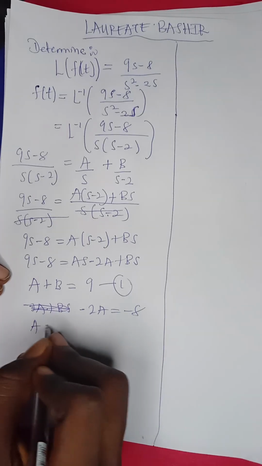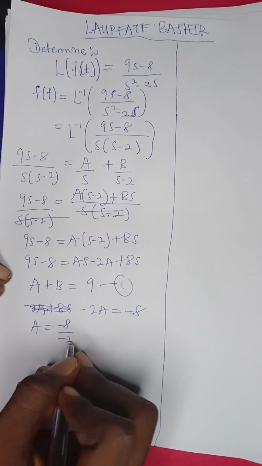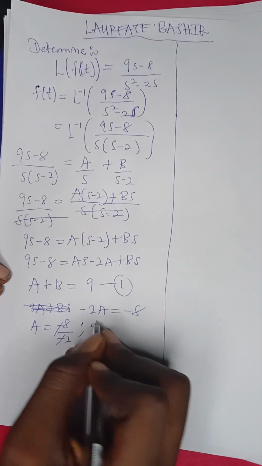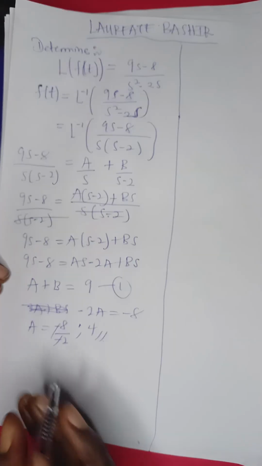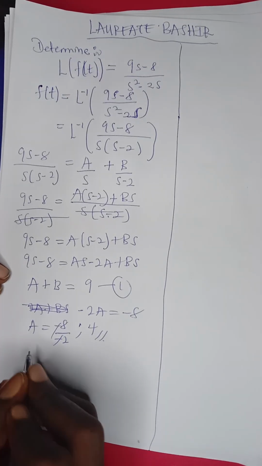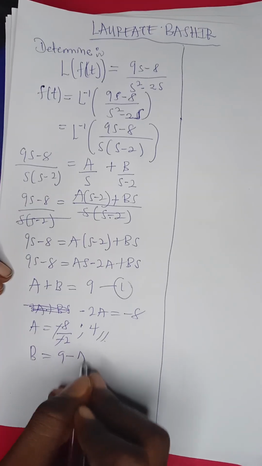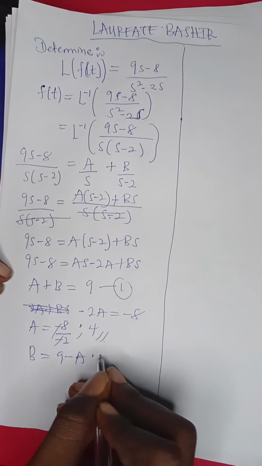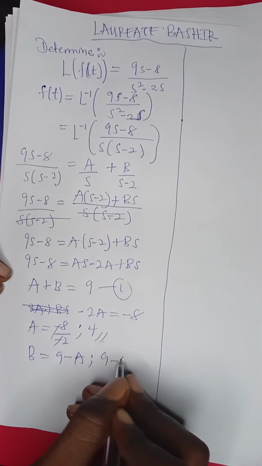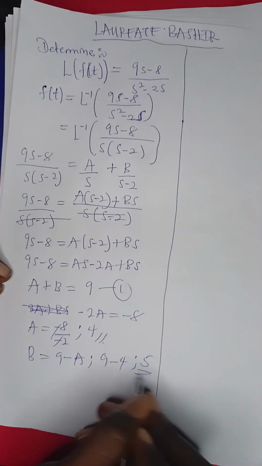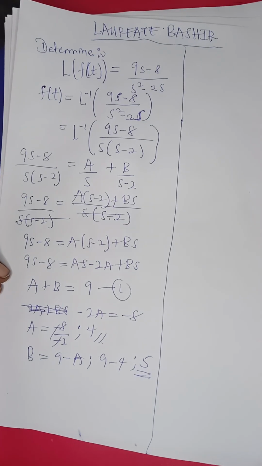Therefore A will be equal to minus 8 over minus 2. So A will be equal to 4. Then your B, from equation 1, B can be equal to 9 minus A, which is 9 minus 4, which is 5. Therefore B equals 5.